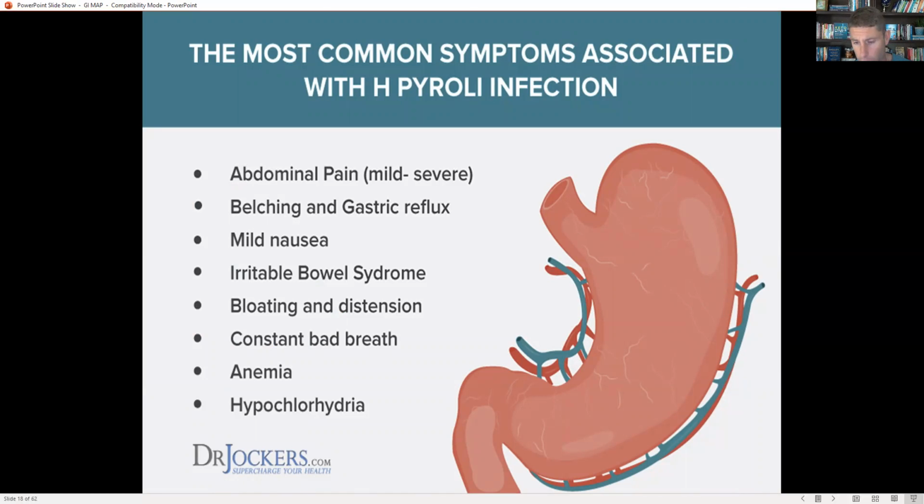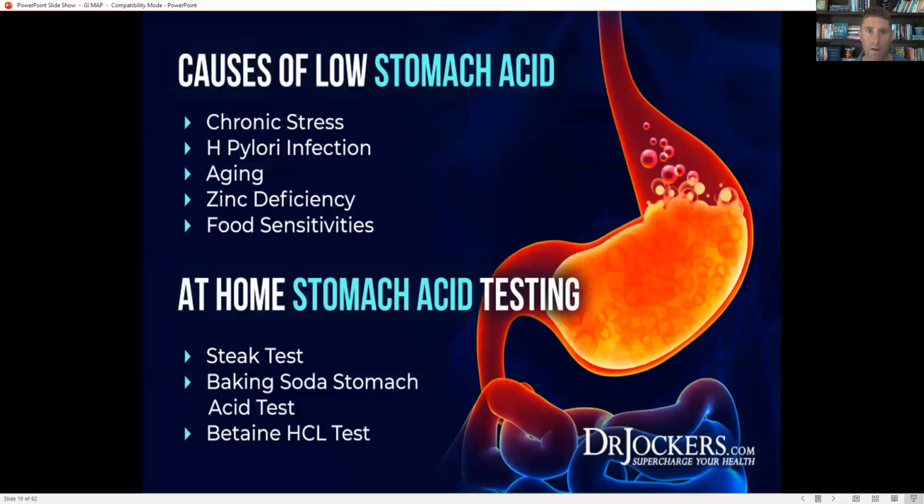Now, people can also be underproducing stomach acid and not have an H. pylori issue. If they are, just people as they age, if they're not taking good care of their body, if they have certain food sensitivities like gluten, for example, and they have celiac, they can underproduce stomach acid. If they are zinc deficient, because you need zinc to produce stomach acid. If they're under a lot of stress, it reduces your stomach acid production. So a lot of other reasons, but H. pylori is very common. Now, again, it causes low stomach acid. So kind of reviewing what I just said: chronic stress, H. pylori, zinc deficiency, food sensitivities, and aging.